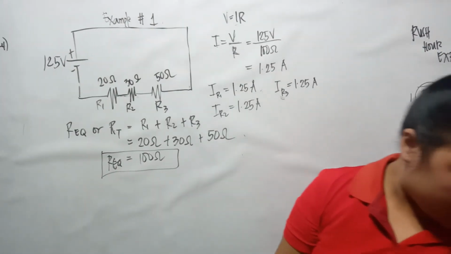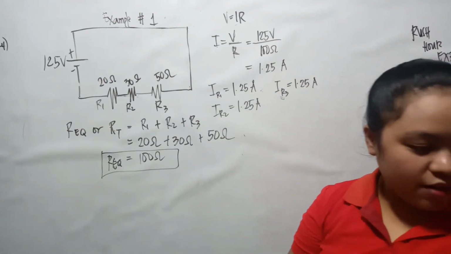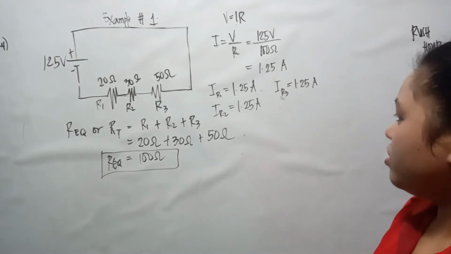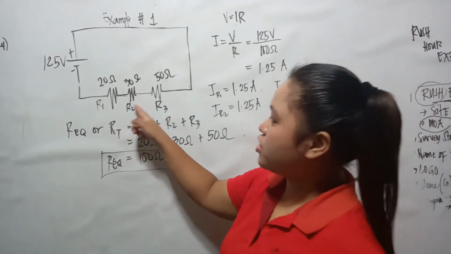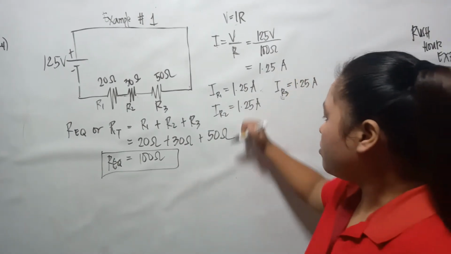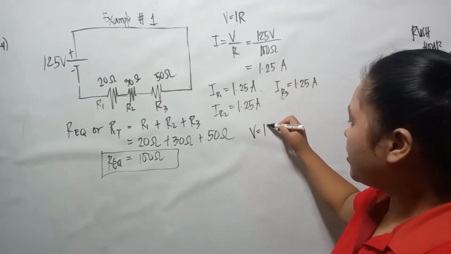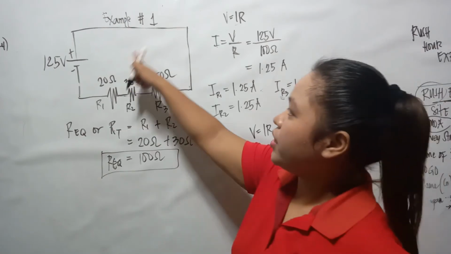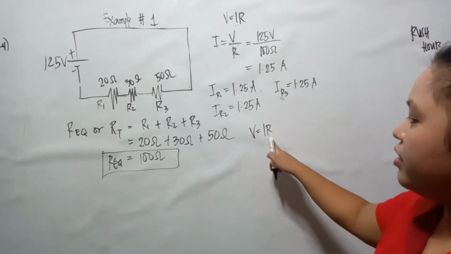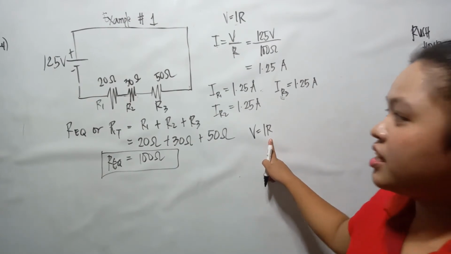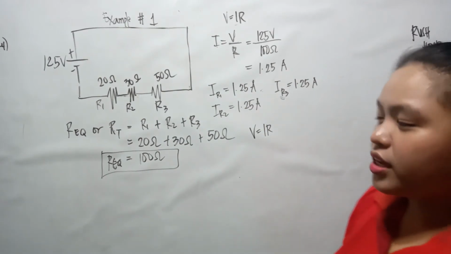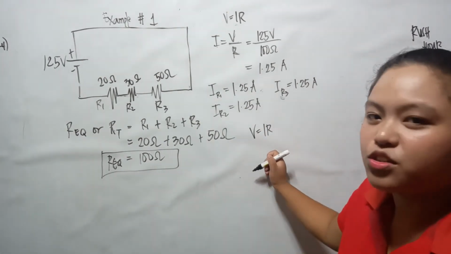Another is the voltage drop across each resistor. So we have Ohm's law again: voltage is equal to IR. We have the current, which is the same, 1.25 amperes, and then we have the values of the resistances: the 20 ohms, the 30 ohms, and the 50 ohms. So we can get the voltage drop in each resistor.